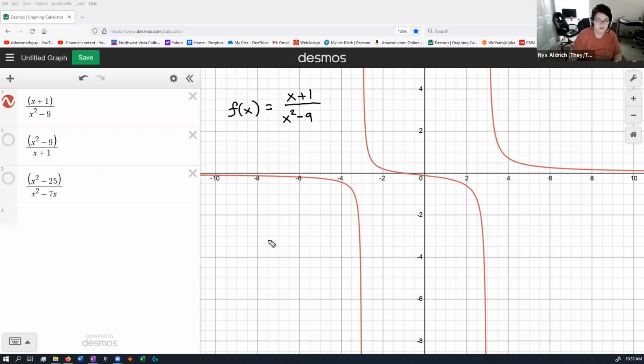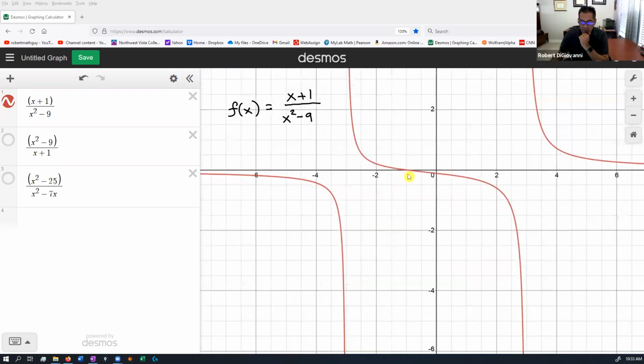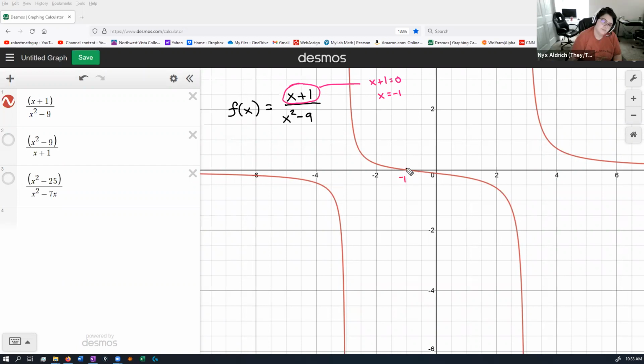That's where it switches from the one that's going down to the one that looks kind of like an S. Oh wait, that's 0. Never mind. That's an x-intercept, right? I was looking at the wrong one. Oh, okay. So what I'm asking everyone, just to be clear, is what makes this 0. If you set that equal to 0, you get negative 1, right? And if I go to negative 1 on the x-axis, here's negative 1. Do y'all see we have an x-intercept there?